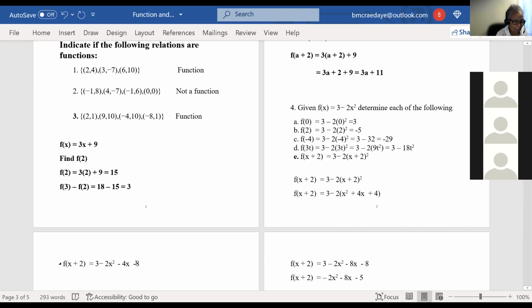We're doing distributive. 2x plus, that minus applies to everything in the parentheses. So minus 2 times x squared is a minus 2x squared. A minus 2 times 4x will be minus 8x. It should be an 8. Yes, that's right. And a minus 2 times a plus 4 is a minus 8.